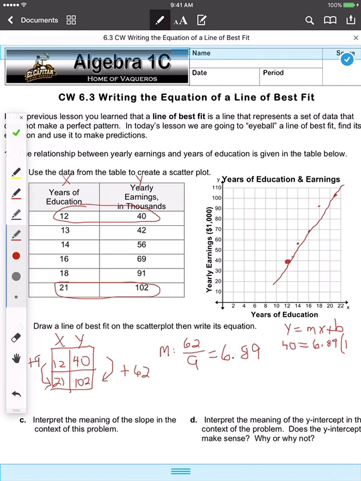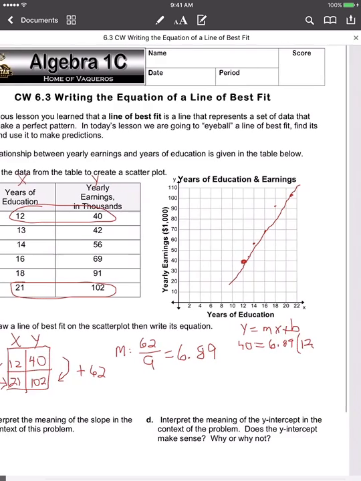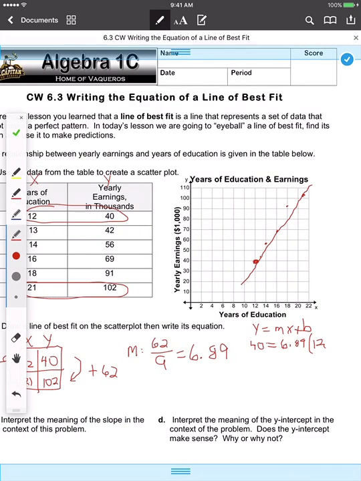So 40 equals my slope, which is 6.89, times 12, plus b. So I get 40 equals 6.89 times 12 plus b. So I plugged in my slope, I plugged in x, and I plugged in y. So solving, we've got to first do order of operations, which is multiplication. So I do 6.89 times 12. That gives me 82.68.